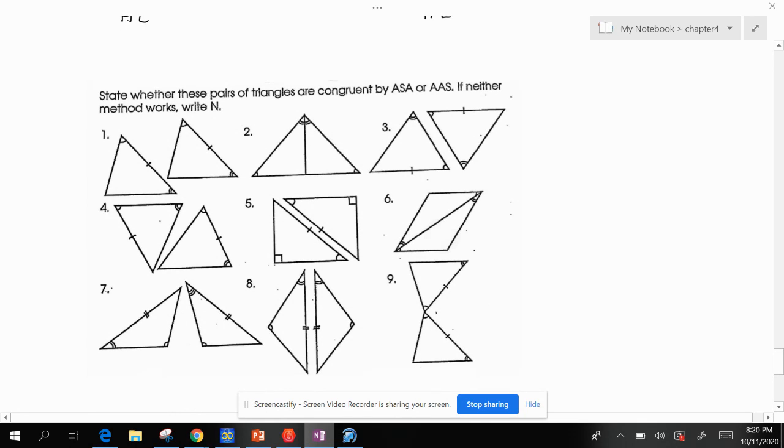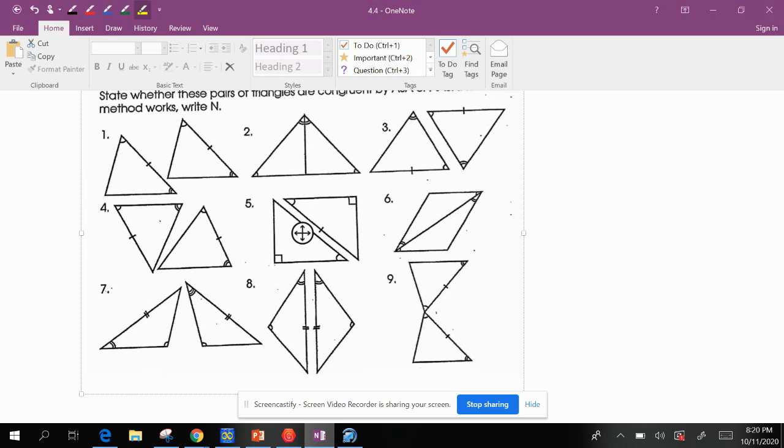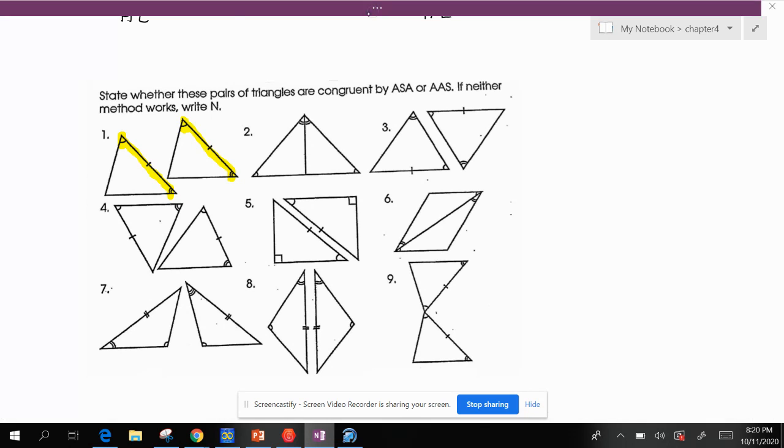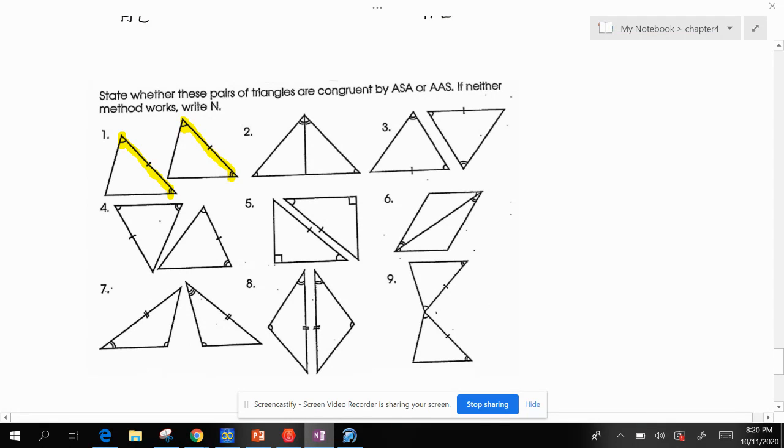For number 1, if I start at an angle, or I start at any marking, I'm hitting an angle, a side, and an angle. I look to my other triangle that they're showing me. I have an angle, a side, and an angle. Those are all marked. So this would be an ASA.